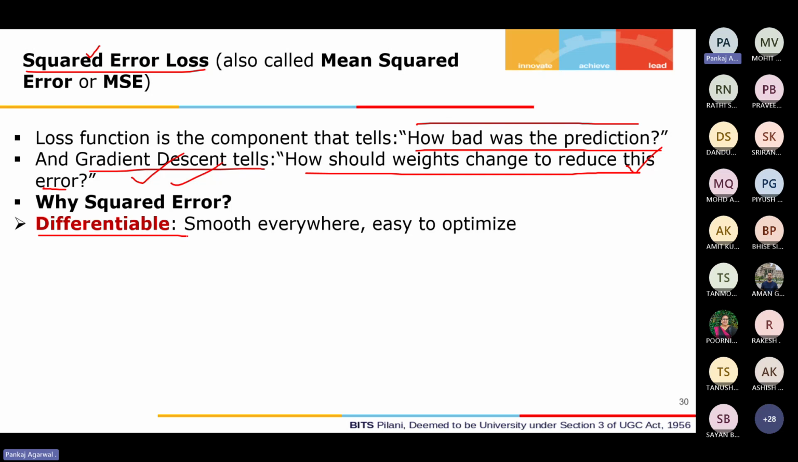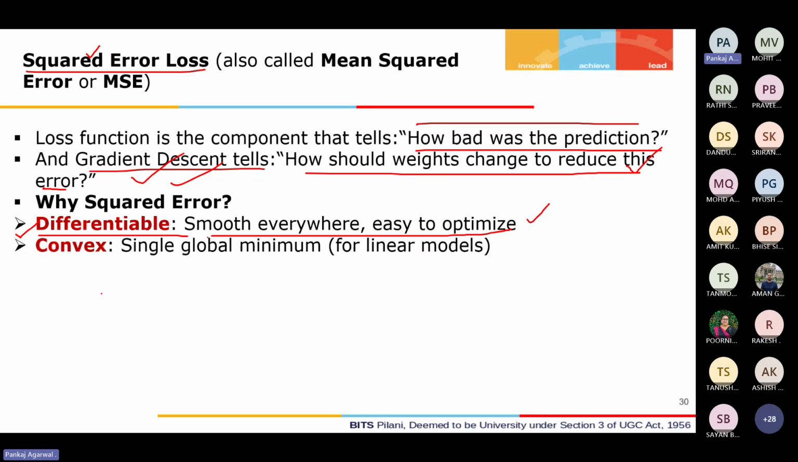Okay, so why squared error? First of all, it is differentiable. I would also explain why we need a differentiable function. I gave this answer previously also: if it is differentiable, it remains smooth everywhere and it becomes easier for me to optimize. I'll explain that in a later slide. It is also convex, and convex means a single global minimum for linear models. I would explain this concept in the next slide too. We'll take examples to explain all these terms. Right now we are explaining why squared error is preferable.